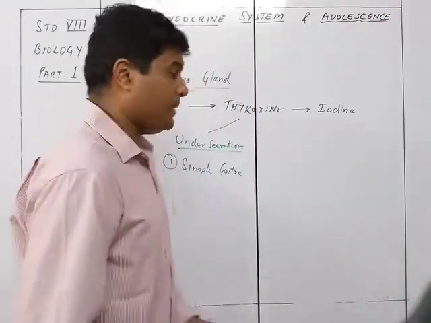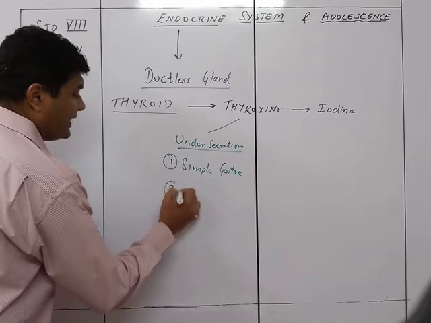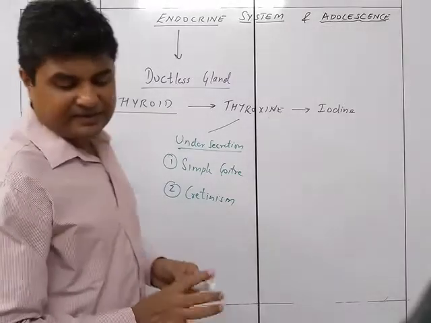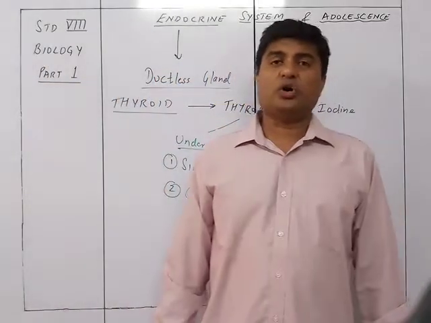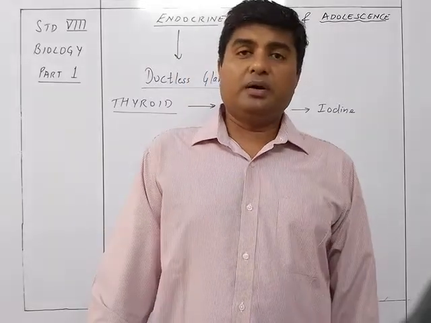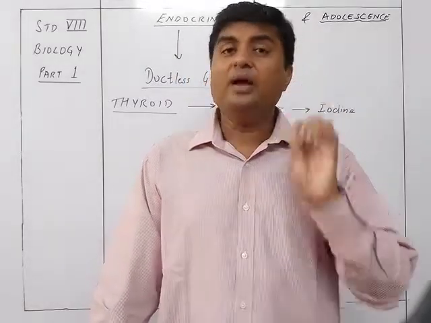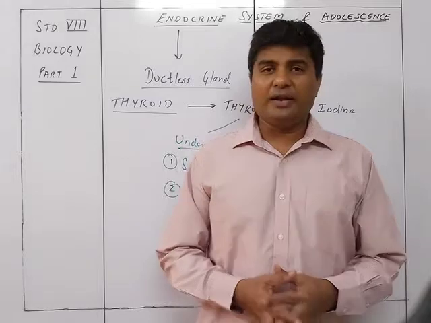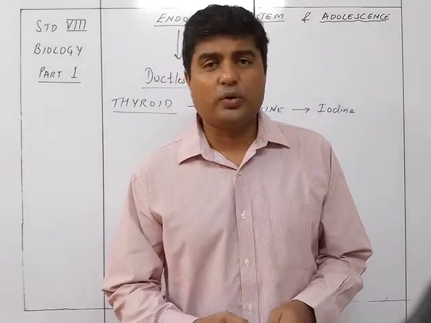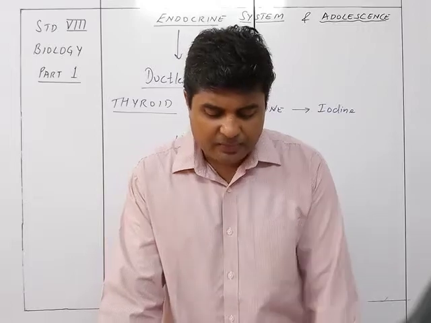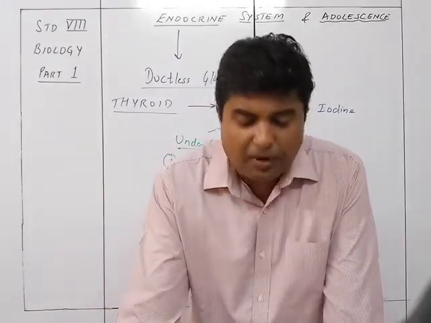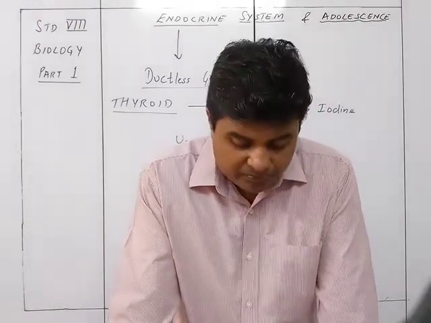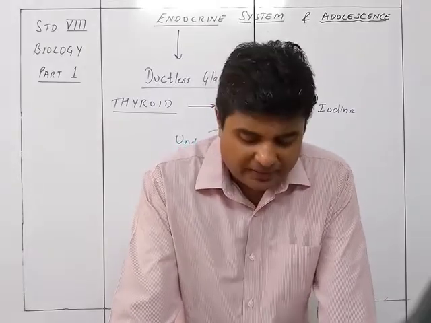The next kind of a problem which can take place due to undersecretion is called cretinism. Now cretinism takes place normally in children, infants or children. So when a child or an infant is not having the proper amount of iodine in his body, then his thyroxine levels will go down, and it is an ailment which brings about abnormal development in an infant. This results in both physical and mental retardation.